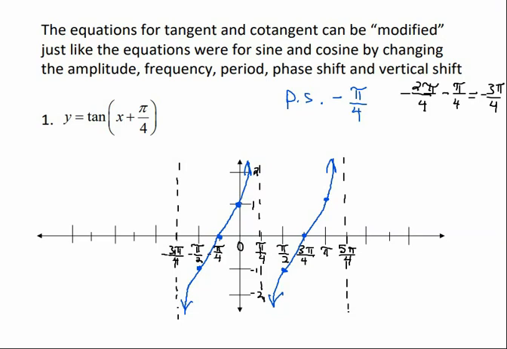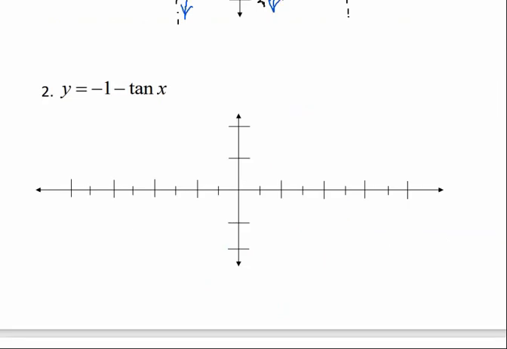All right, let's look at another example. Here we have y is equal to negative 1 minus the tangent of x. So when we talk about, first of all, the amplitude, that actually means the maximum and the minimum of the graph. So sine and cosine have amplitudes. Tangent and cotangents don't technically have what is called an amplitude. But we understand that in the graph of tangent and cotangent, we have those positive and negative 1 values at 1 and negative 1.